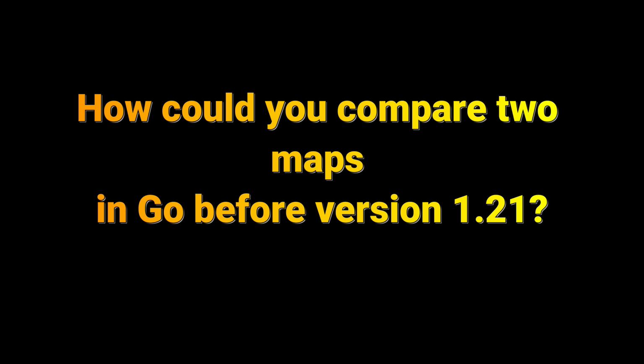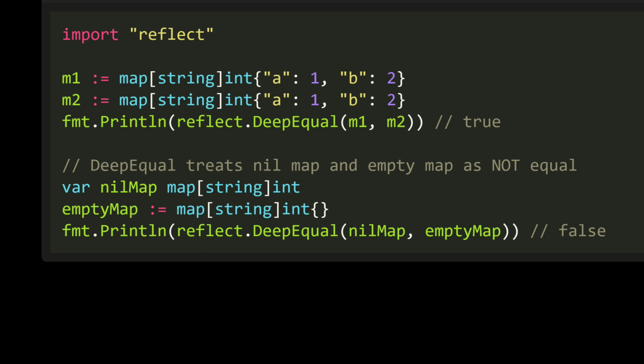Question: how could you compare two maps in Go before version 1.21? Before Go 1.21, you could use reflect.DeepEqual to compare two maps. This function checks if both maps have the same keys and matching values. However, DeepEqual treats a nil map and an empty map as not equal, even though they behave the same in many ways. With Go 1.21 and later, the maps package provides a better Equal function for map comparison.